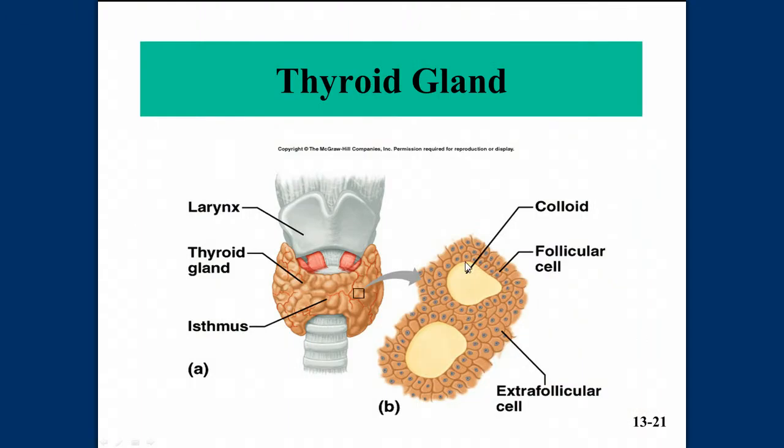Now the thyroid is made up of follicular cells, and around this space, this colloid is fluid filled and sometimes has some of the hormones produced by the thyroid. There are two different types of hormones produced by the follicular cells that we'll look at in just a minute, T3 and T4, and then extrafollicular cells, those outside of the area of the follicular cells, produce calcitonin.